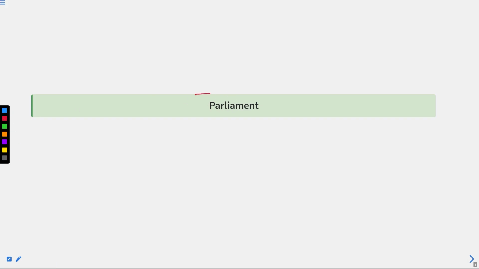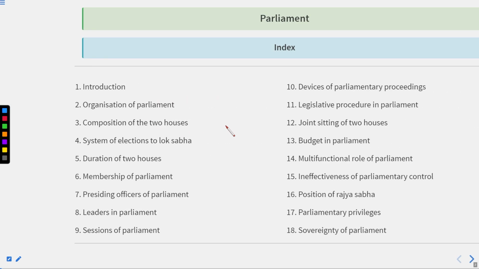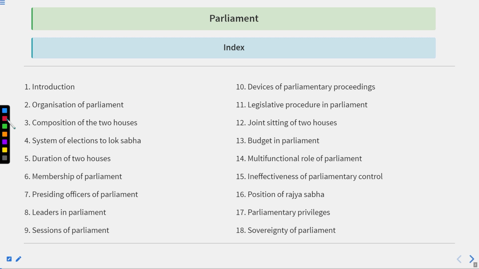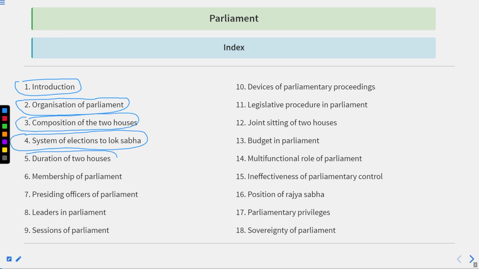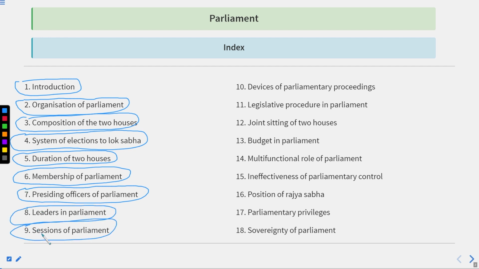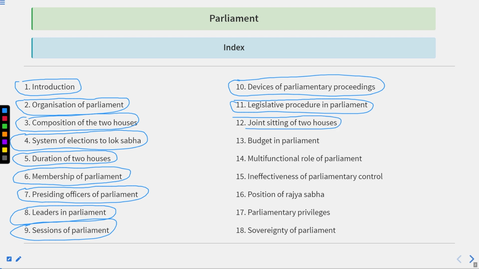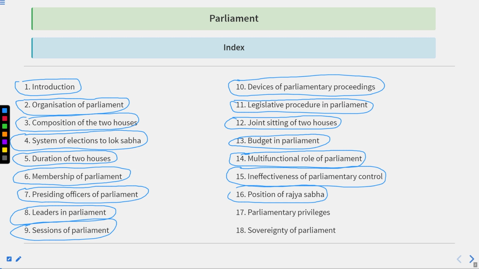So students, as we know, we are covering the parliament, okay? And these are the topics that we have scheduled for discussion under this particular series, starting with the introduction part, thereafter the organization of parliament, composition of two houses, system of elections to the Lok Sabha, duration of two houses, membership of parliament, presiding officers of parliament, leaders in parliament, sessions of parliament, devices of parliamentary proceedings, the legislative procedure in parliament, joint sitting of two houses, budget in parliament, multifunction role of parliament, ineffectiveness of parliamentary control, position of Rajya Sabha, parliamentary privileges, and the sovereignty of parliament.